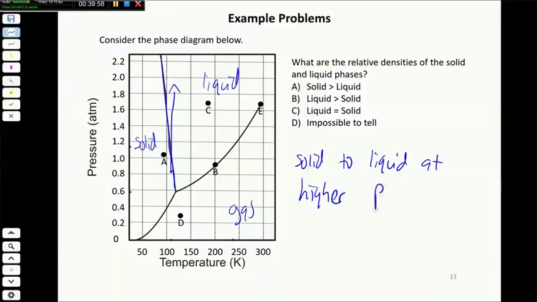So as we increase the pressure, we go from solid to liquid, and the phase that exists at that higher pressure is going to be the one that's more dense. So in this substance, the liquid is more dense than the solid. If this phase change line between solid and liquid was perfectly vertical, that would be where they have exactly the same densities. But in this situation, with a negative slope, as we increase the pressure, we convert from solid to liquid, telling us that liquid is the more dense phase. Okay?